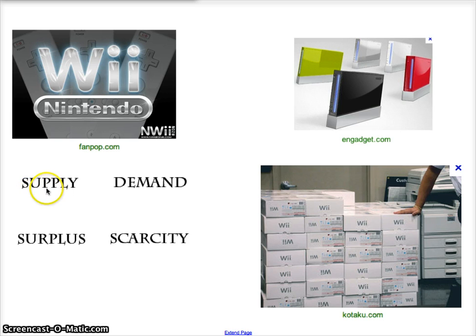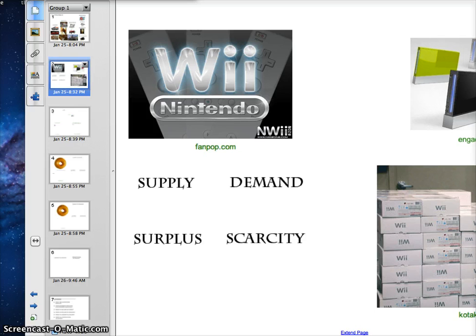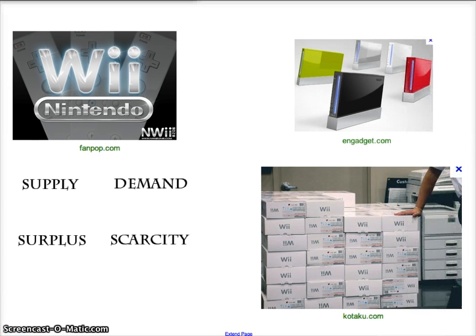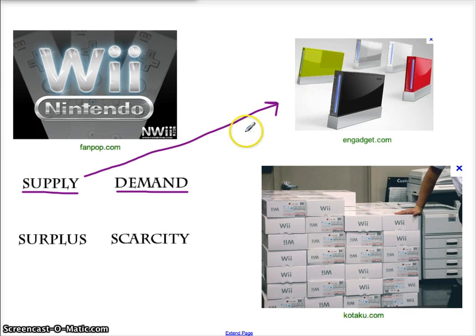So, let's think of it this way. If you were to manufacture Wiis, you would want the supply to pretty much equal the demand. There were many years ago when Wiis first came out, and the demand was very high. But what happened when the demand suddenly became high and the Nintendo company only had a few Wiis made? They had to make a lot more Wiis to meet the demands.